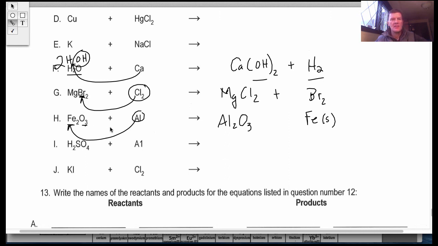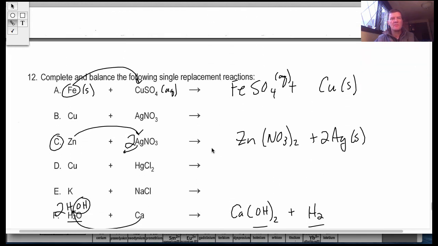And everything, I need to balance, I need to put a 2 here, so I have 2 aluminums on both sides, and I need to put a 2 there, so I have 2 irons on both sides. And we have 3 oxygens on both sides. And there you go. All right? So let's just name the few that we did.